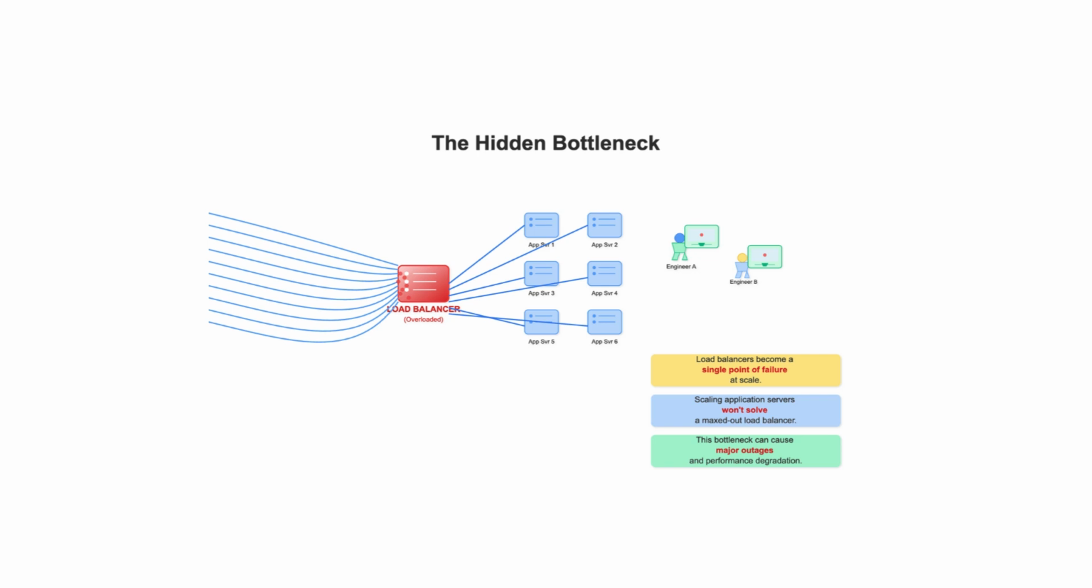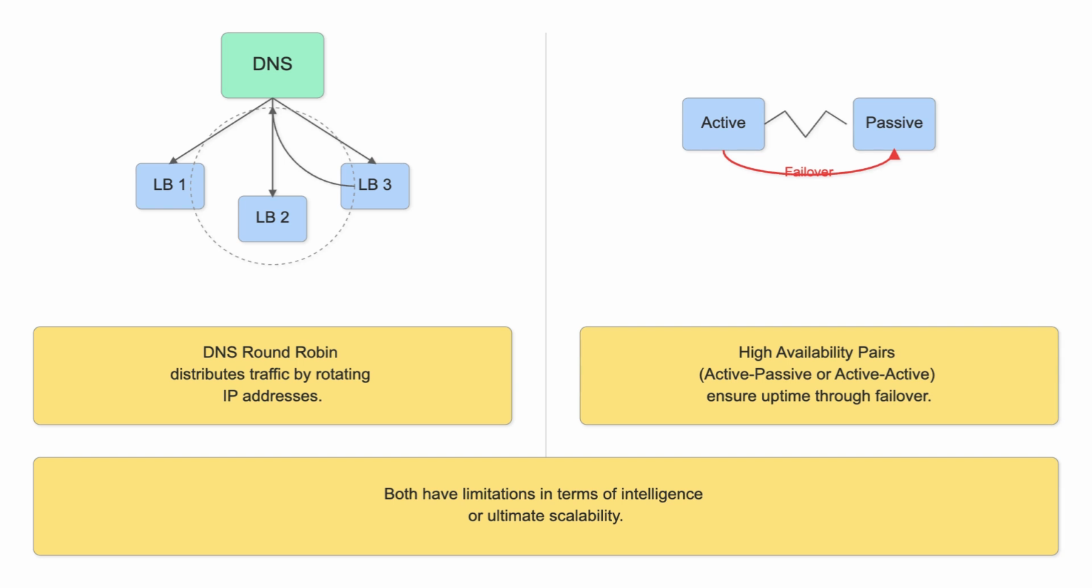First, we have DNS round robin, often called the budget superpower. It distributes traffic by simply returning different IP addresses for the same domain name. It's elegantly simple. No single load balancer sees all traffic, and you can add capacity by spinning up more load balancers and updating DNS records. The catch? DNS caching. A user's browser might cache an IP for hours, meaning if that load balancer dies, the user experiences downtime until their cache expires.